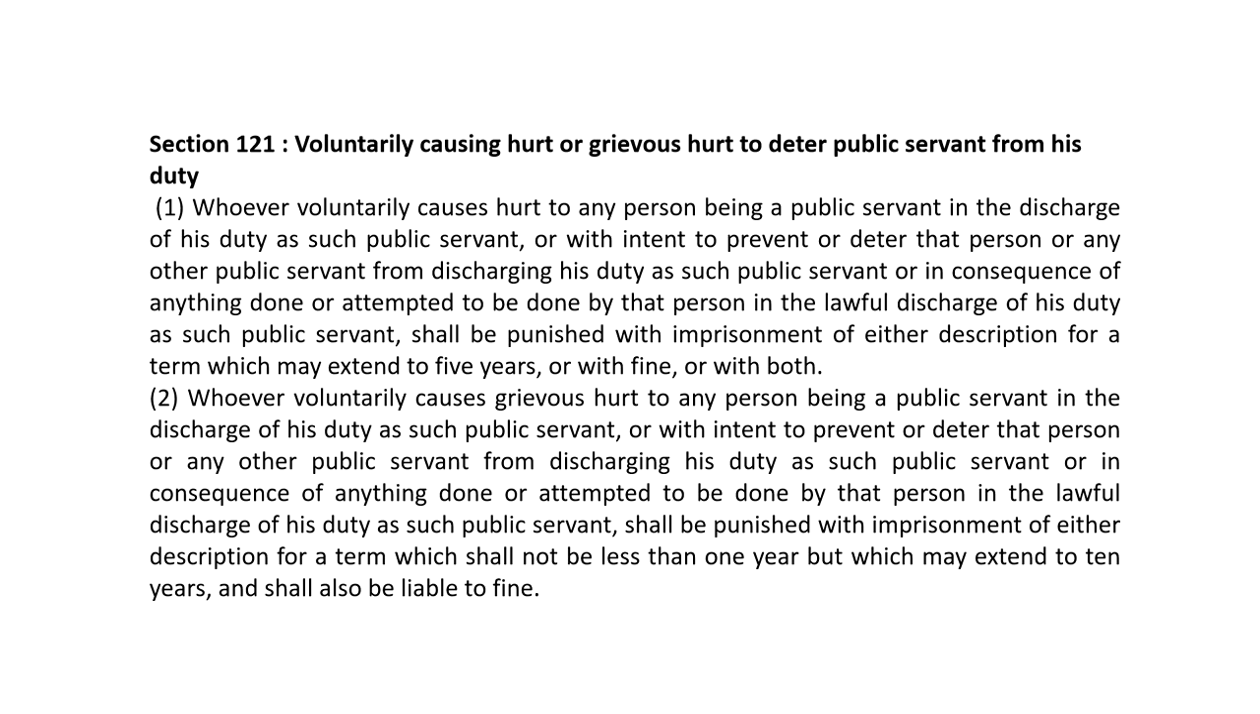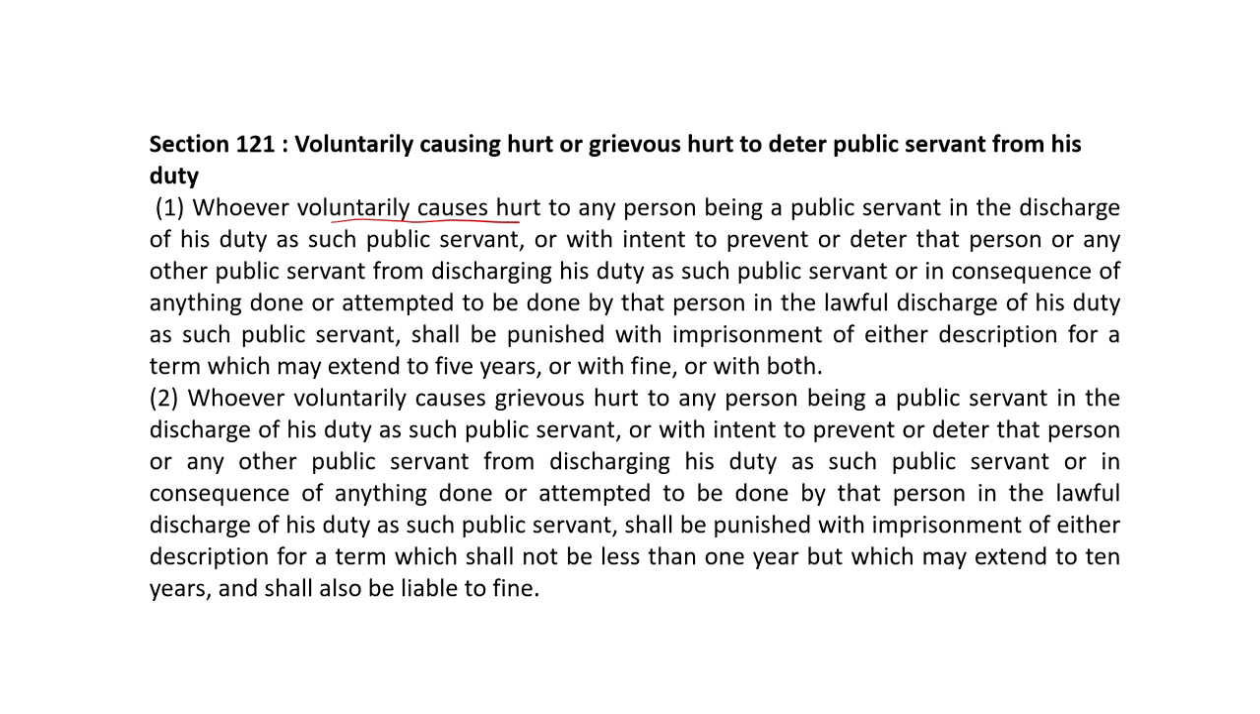Whoever voluntarily causes hurt to any person being a public servant in the discharge of his duty as such public servant, or with intent to prevent or deter that person or any other public servant from discharging his duty as such public servant, or in consequence of anything done or attempted to be done by that person in the lawful discharge of his duty as such public servant, shall be punished with imprisonment of either description for a term which may extend to 5 years or with fine or with both. See, merely obstructing a public servant in the lawful discharge of his duties is also a punishable offense. But if in doing so, you have voluntarily caused hurt, then the punishment could be imprisonment of either description for a term up to 5 years. Then, whoever voluntarily causes grievous hurt to any person being a public servant in the discharge of his duty as such public servant.